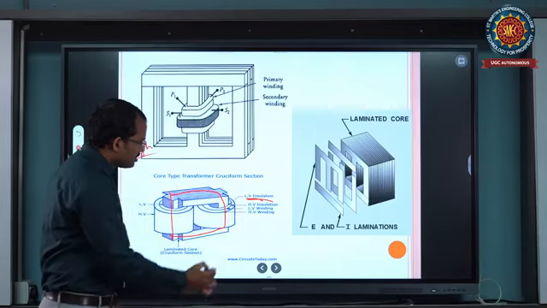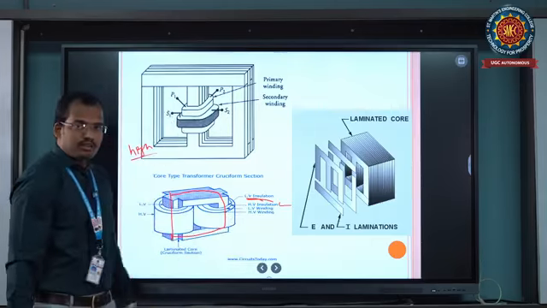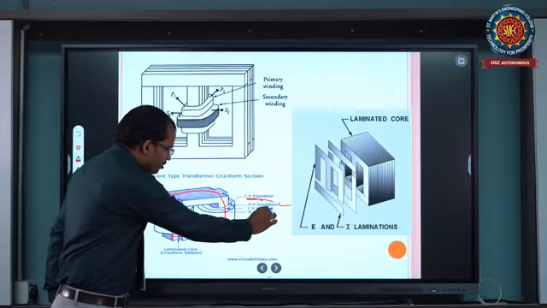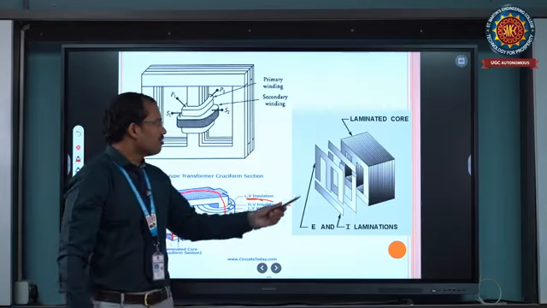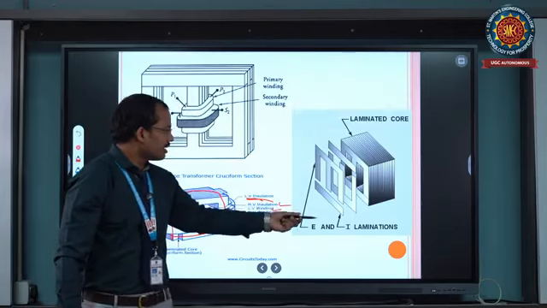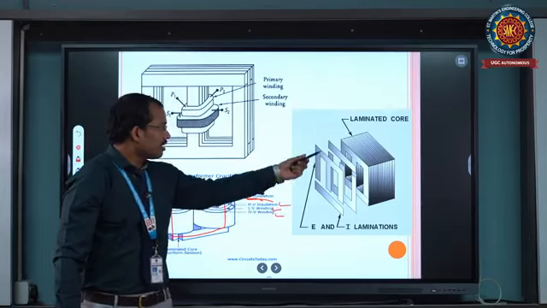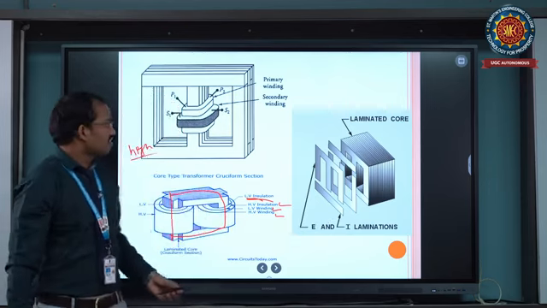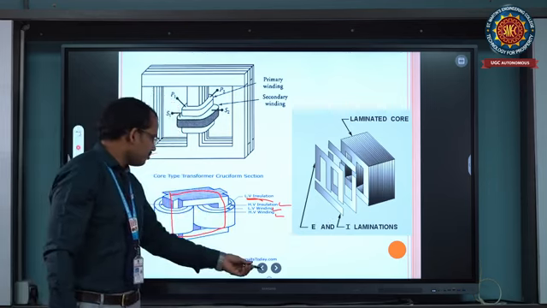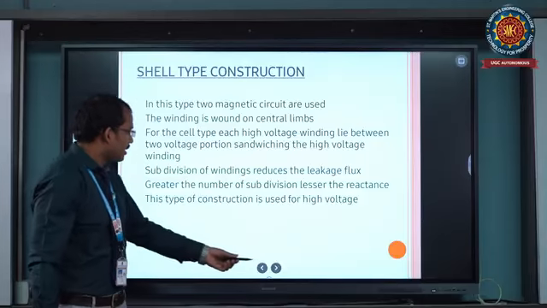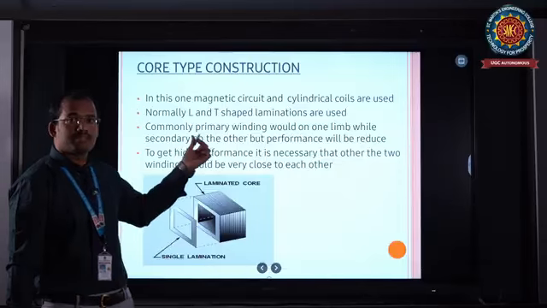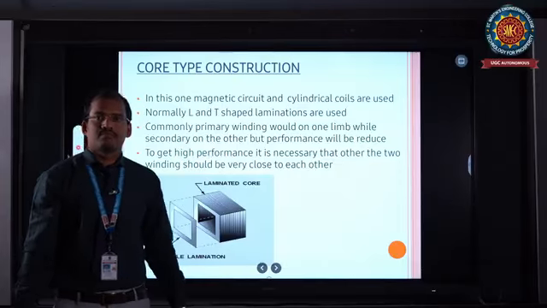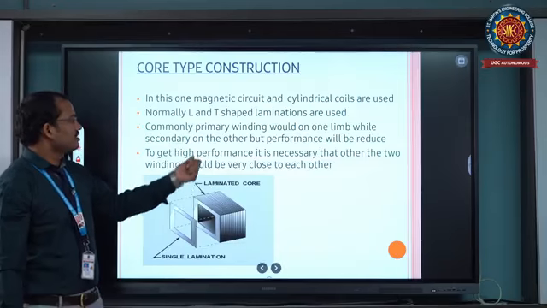So this is the LV insulation and next the HV insulation, and LV winding means low voltage winding and HV winding means high voltage winding of the transformer. So these are the number of laminations connected in the transformer, the laminated core. These are the laminated cores, E core, E shape and I shape of the transformers. So this is the core type transformer and shell type transformer, basic laminations and basic diagrams of the transformers. This is the core type construction of the transformer.